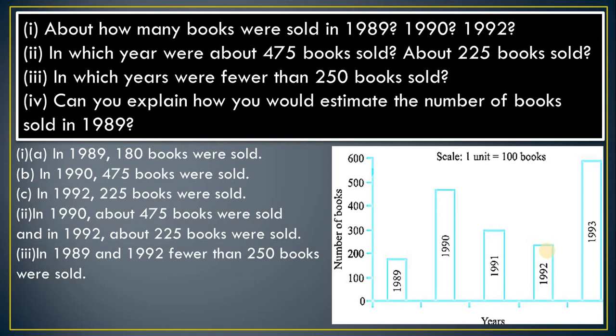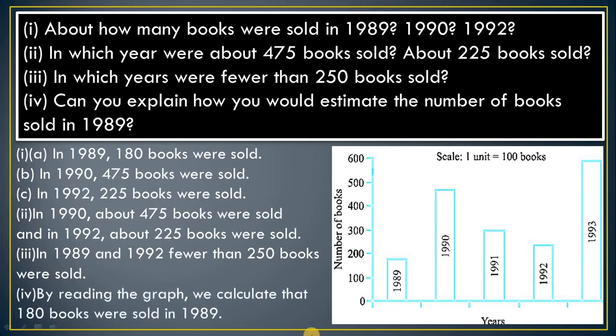Can you explain how you would estimate the number of books sold in 1989? You observe it is around 180. So by reading this graph we calculate that 180 books were sold in 1989.